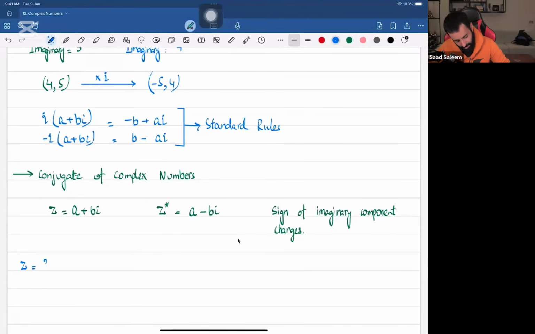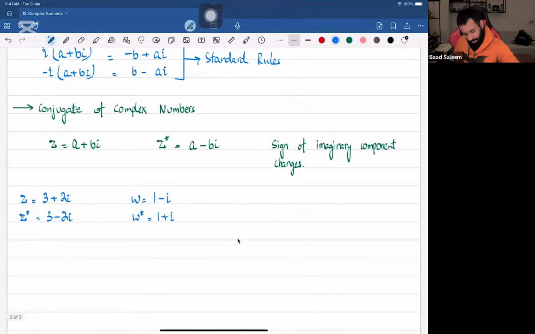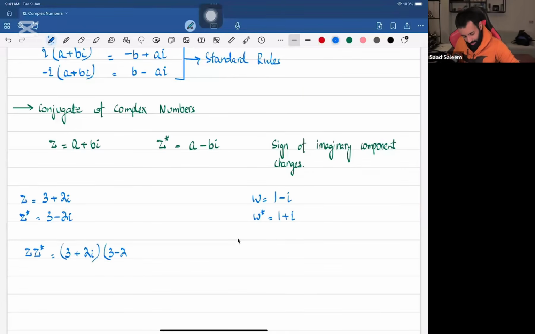So let's say z is equal to 3 plus 2i. So z conjugate would be 3 minus 2i. Let's say w is equal to 1 minus i. So the conjugate of w would be equal to 1 plus i. Another important thing to observe is this. Notice what happens if I do z multiplied by its conjugate. If I multiply the two, technically what I'm doing is we end up in a situation where the third algebraic identity is applicable.